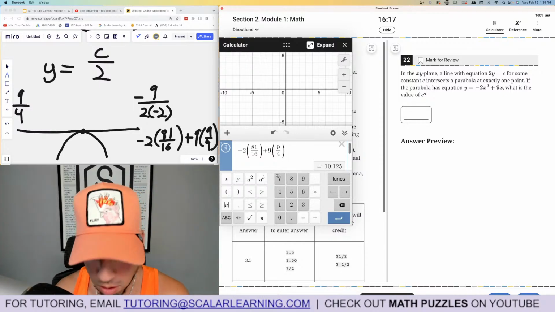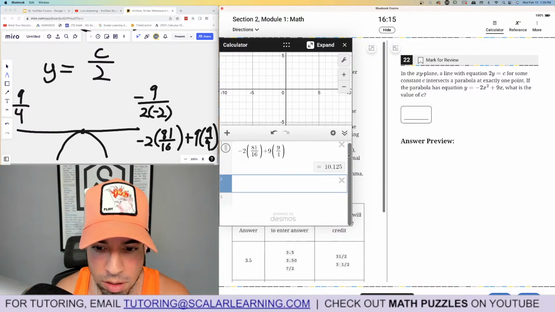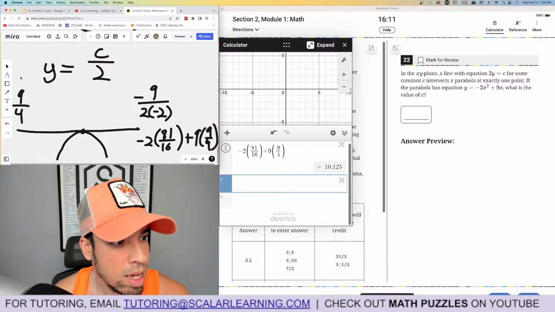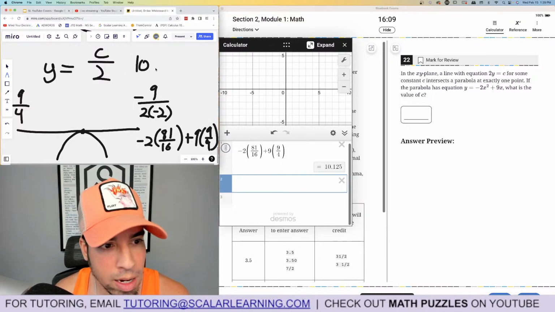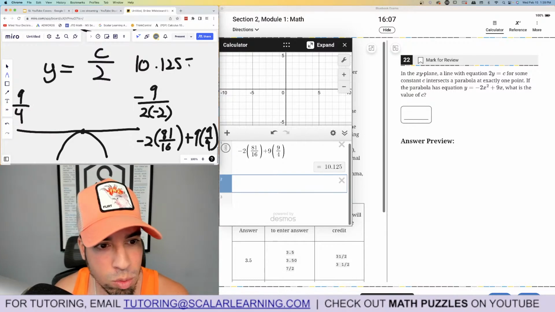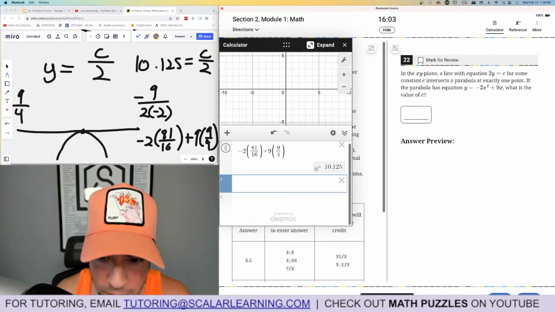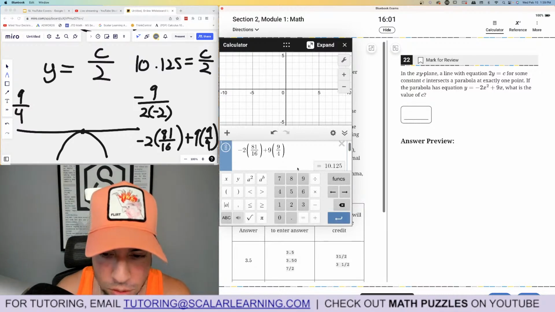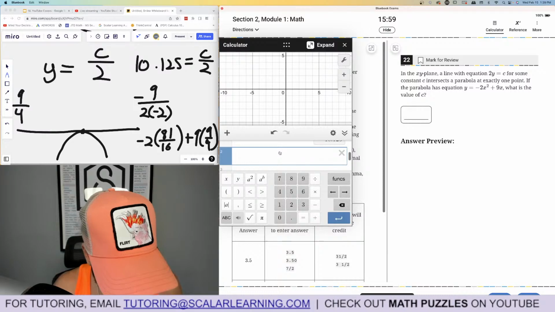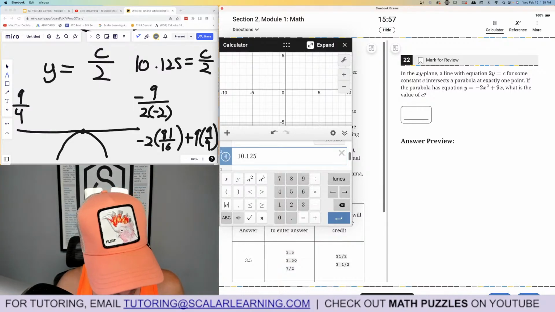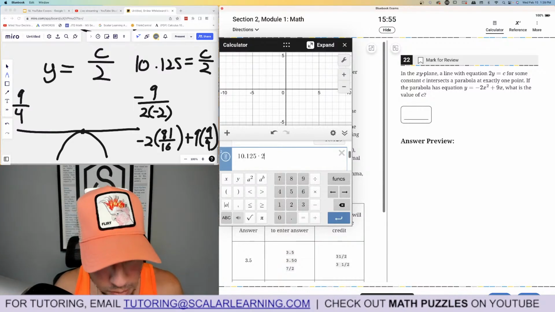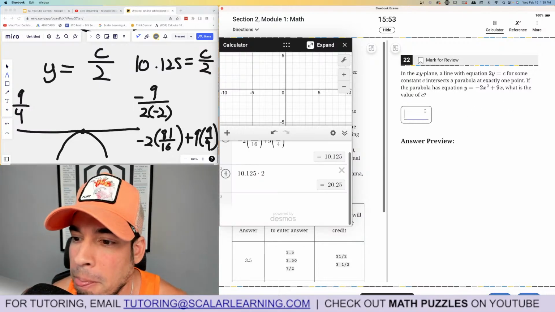And I'm going a little slower than normal. So that is 10.125. So this, again, isn't the answer. That's the y value. So y, which is 10.125, equals c over 2. So to get c, you multiply by 2, right? How do I do that? 10.125 times 2. I can do that mentally, but it's all right. 20.25.